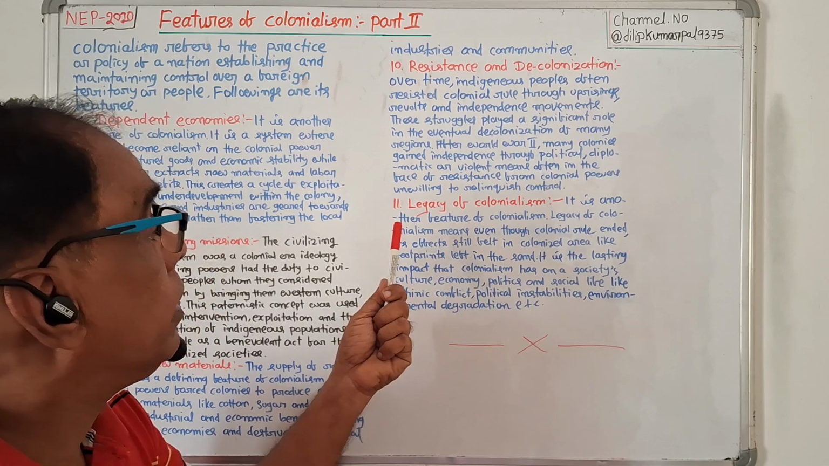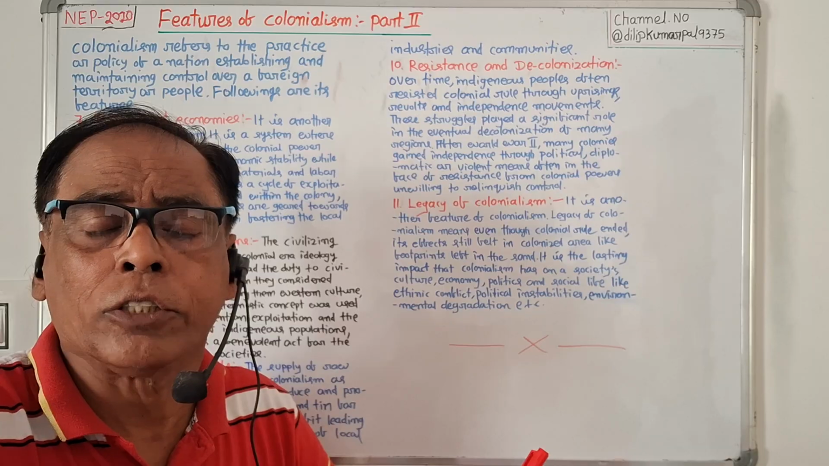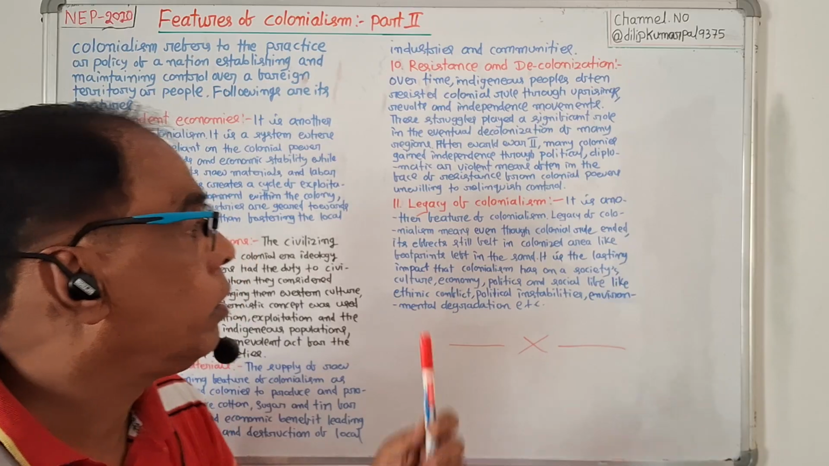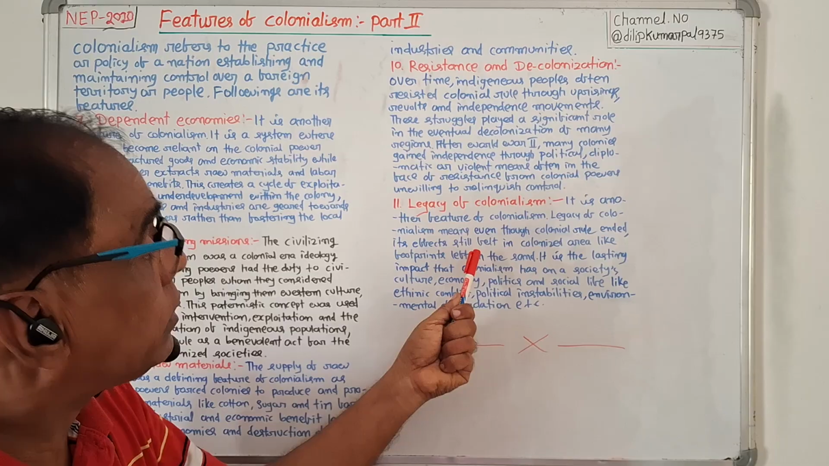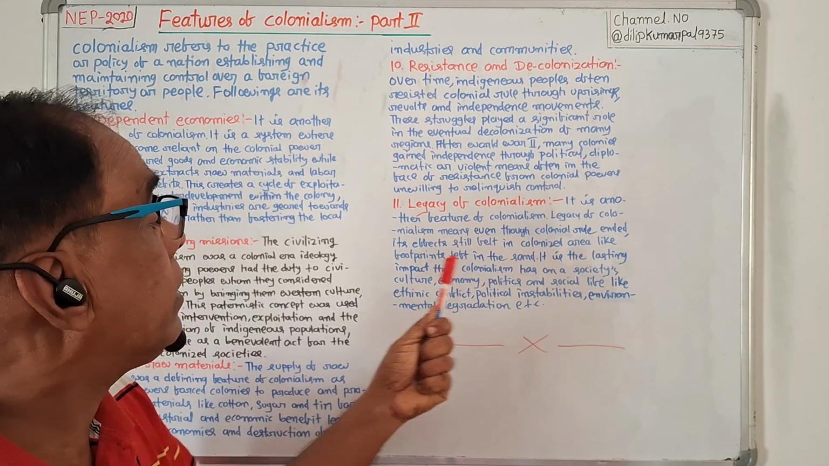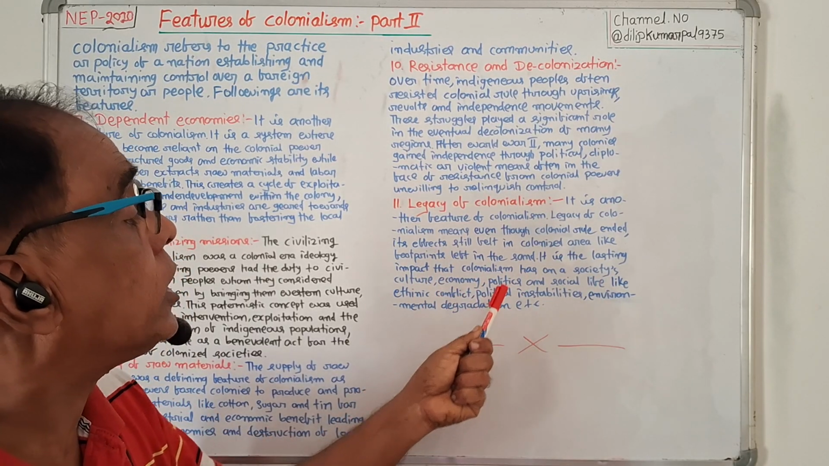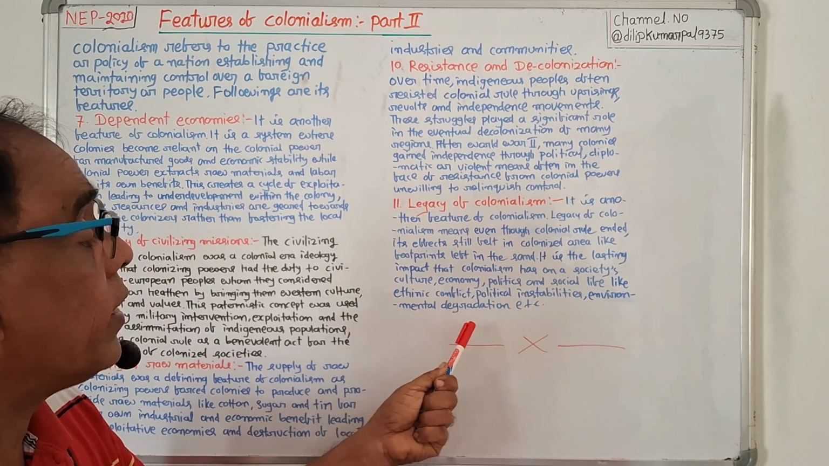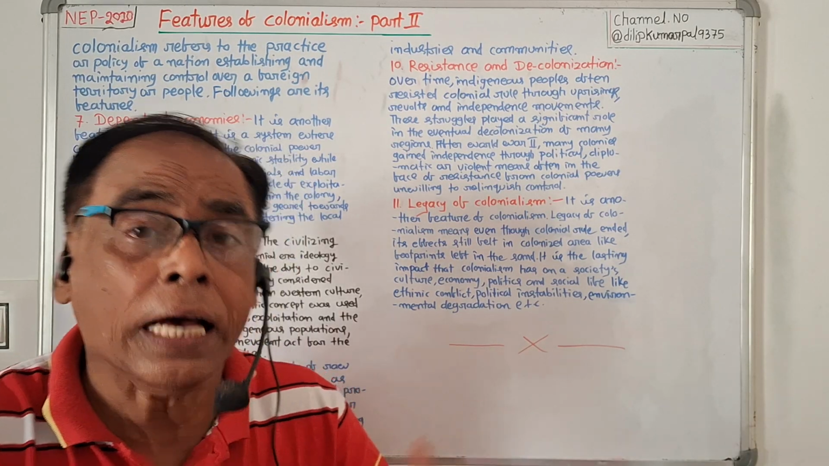Another feature of colonialism is the legacy of colonialism. It means after colonialism, or after the independence of colonies, what were the effects? Legacy of colonialism means even though colonial rule ended, its effects are still felt in colonized areas, like footprints left in the sand. It is the lasting impact that colonialism has on a society's culture, economy, politics and social life, like ethnic conflict, political instability, environmental degradation. So another feature of colonialism is the legacy of colonialism.